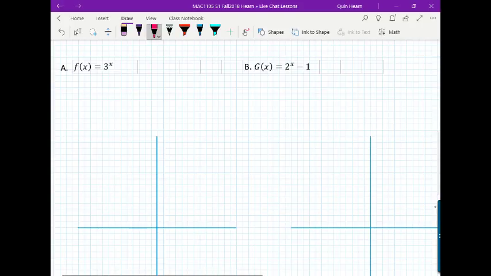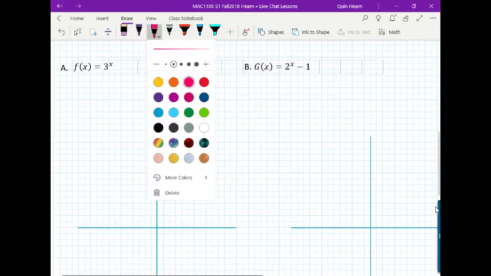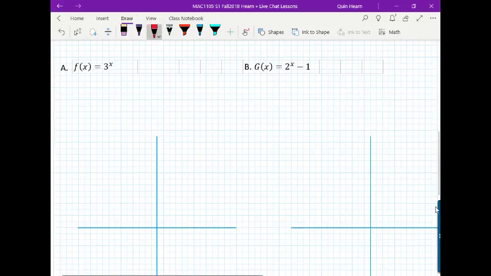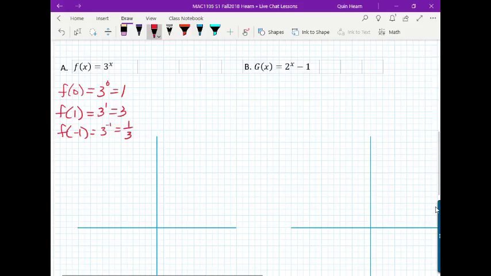All right, but starting with 3 to the x, we're just going to plot those three key points. F of 0, which is 3 to the 0 or 1, f of 1, which is 3 to the 1 or 3, and f of negative 1, which is 3 to the negative 1 or 1/3. When you plot those points, it will remind you of the shape of the graph. You'll see how it's increasing from left to right.